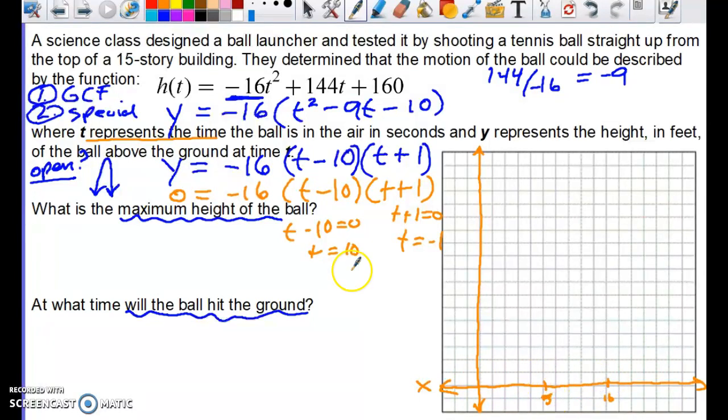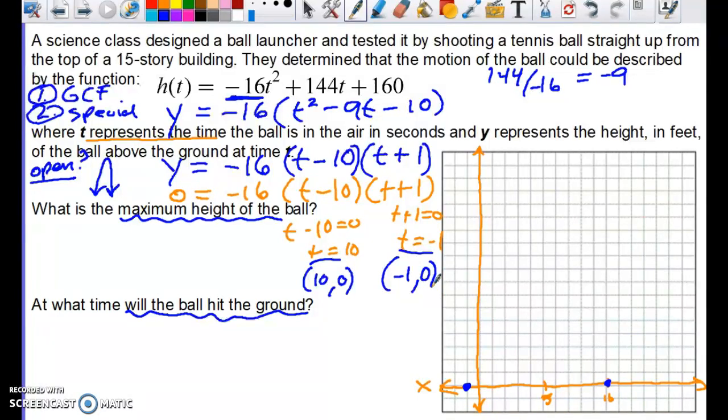So no, I should have an x-intercept at negative 1. So I'm going to graph that in blue. Negative 1 and positive 10. Those are my two zeros because that's what I just found, the values of t that would work. So my x-intercepts are 10, 0. And negative 1, 0. Okay?